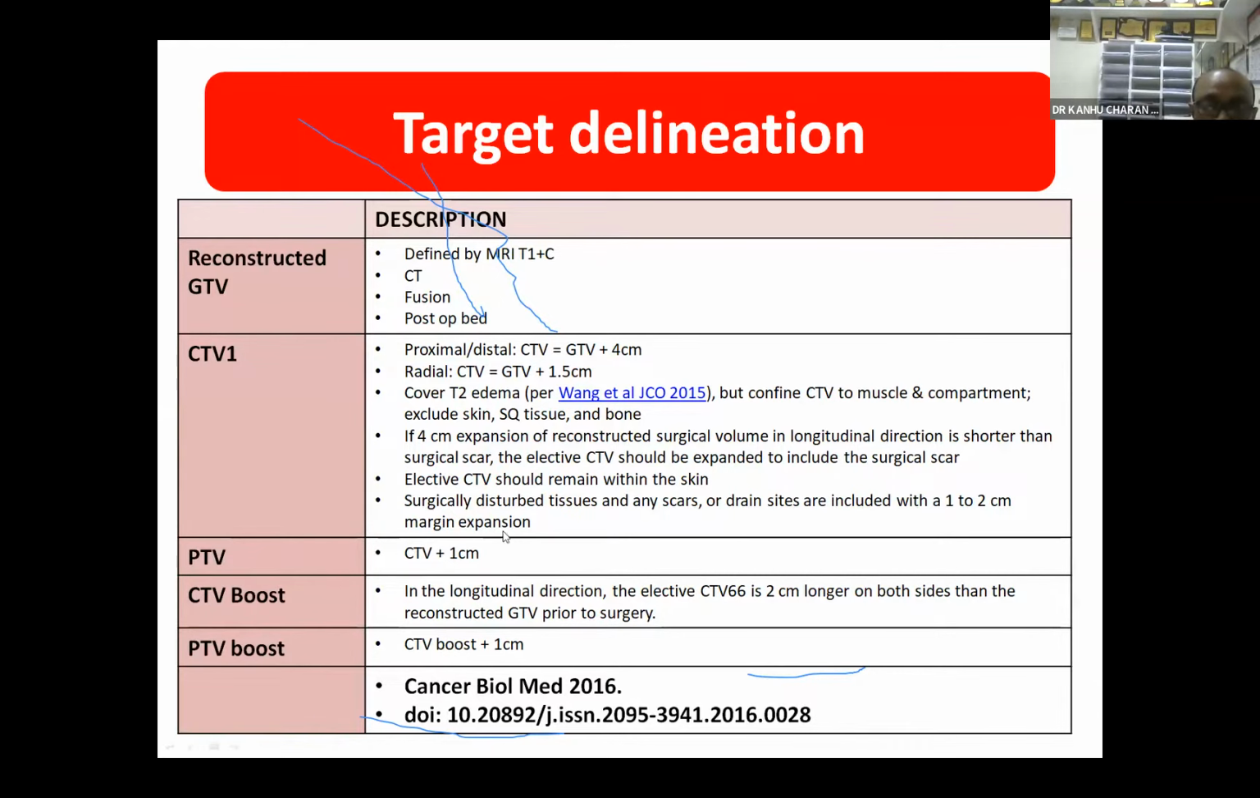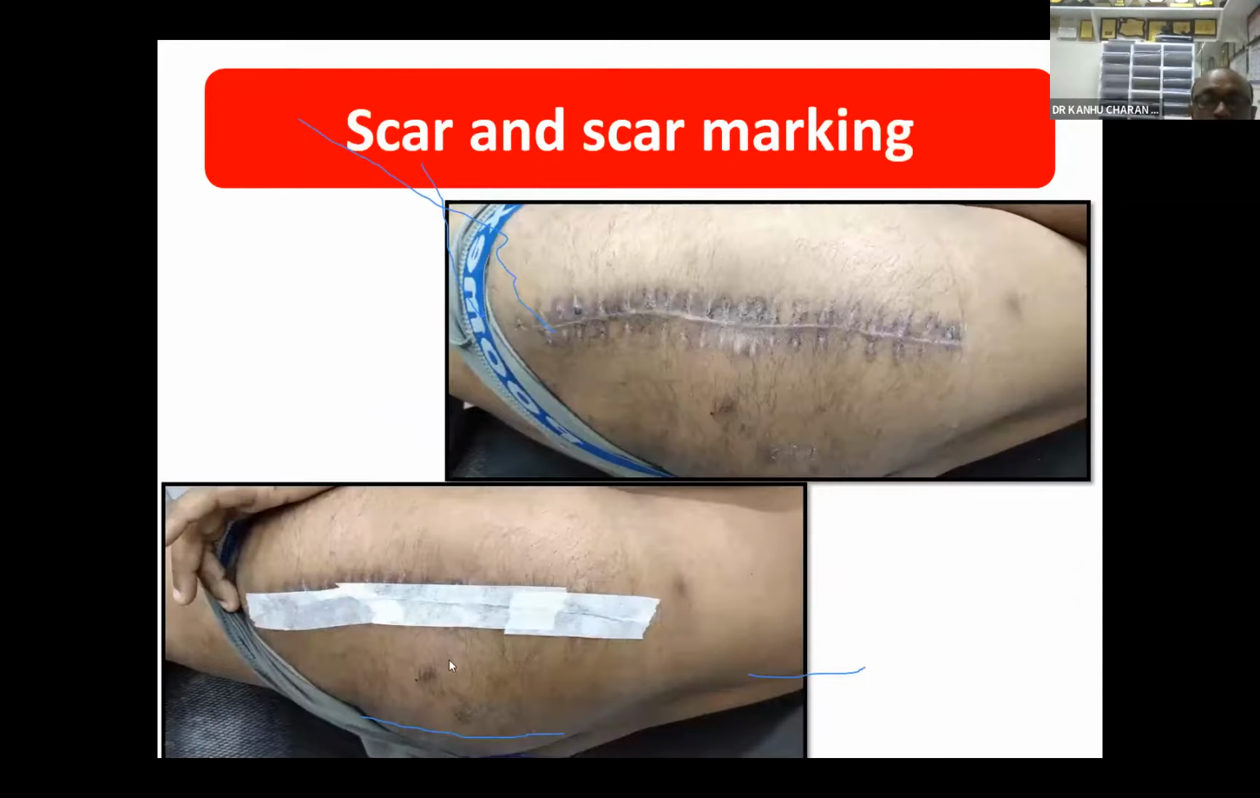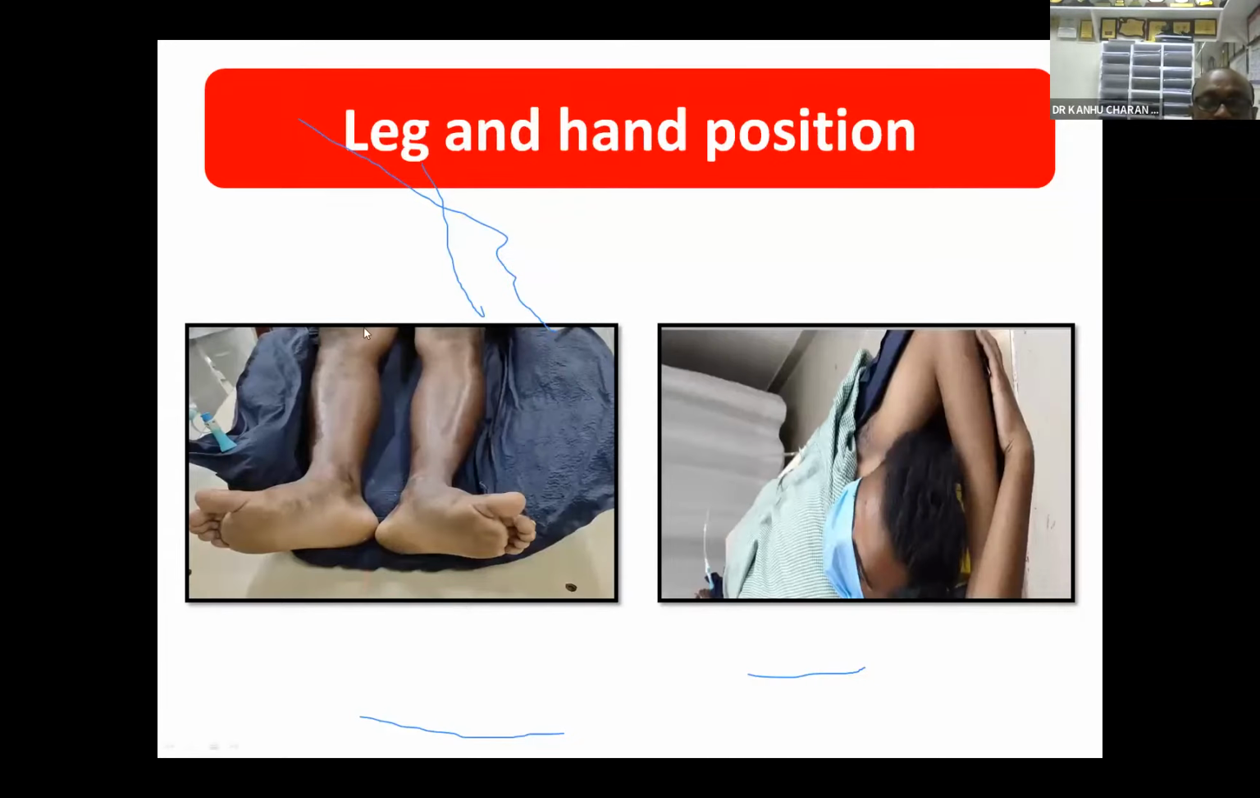So CTV 60, as I told, the boost is only 2 centimeter longitudinal, and the PTV boost is 1 centimeter. This is the patient in the supine position. This is the scar mark area. Then we put the copper wire here, in this direction. The patient is in the supine position, hands up.